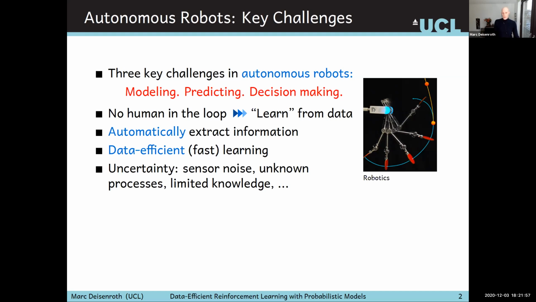And then on top of this, we also have to think about uncertainty. There is sensor noise or measurement noise. There are unknown processes that define the dynamics. There is limited knowledge because we don't have data points everywhere in the state space. All of these sources of uncertainty we have to take into account when we build these kinds of systems for autonomous robots. And today I want to focus on one particular framework, which is reinforcement learning, a mathematical framework for trial and error learning, but now subject to data efficiency, so that we can actually apply this to robots in the real world.